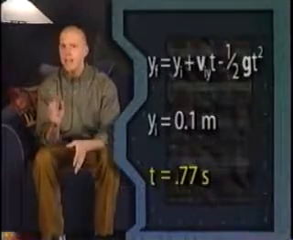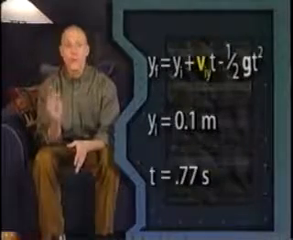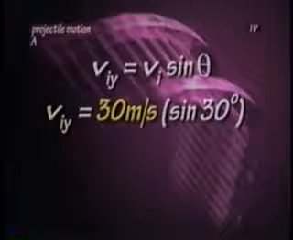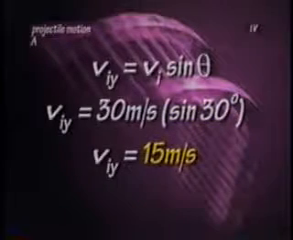Now, we need v sub iy, the vertical component of the initial velocity. The initial velocity in the y direction, v sub iy, equals the initial velocity times the sine of theta. The initial velocity is 30 meters per second times the sine of 30 degrees, which is 15 meters per second.